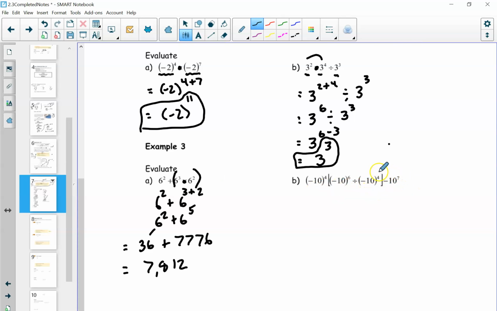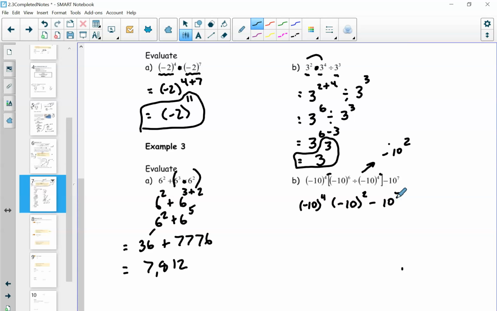The base is negative 10, which helps us out, but then we've got these brackets. And we've got powers and subtraction and division and whatnot, one step at a time, right? We've got to do what's inside the brackets first. So I'm just going to write the negative 10 to the power of 4 out front. Now what's inside the brackets is negative 10 to the 6 divided by negative 10 to the 4. So that's really just negative 10 to the power of 2, because we've got to subtract, 6 minus 4. And then we still have this minus 10 to the power of 7 at the end, okay?